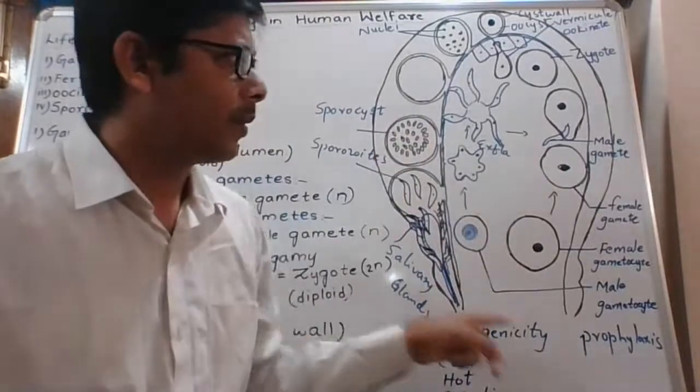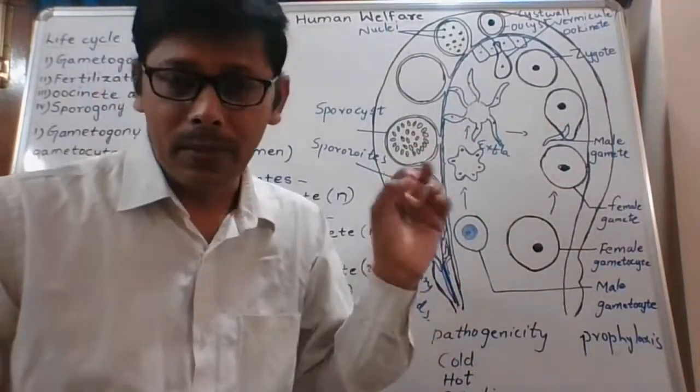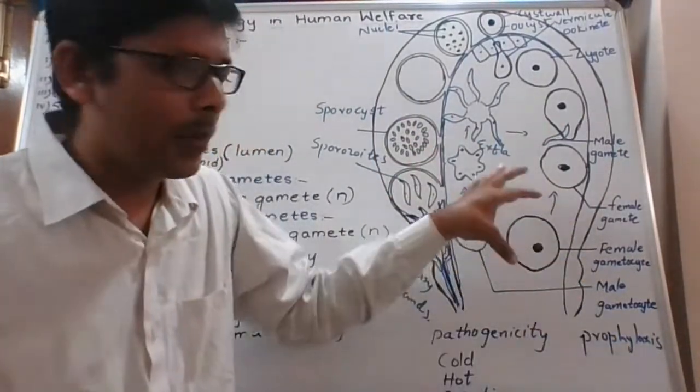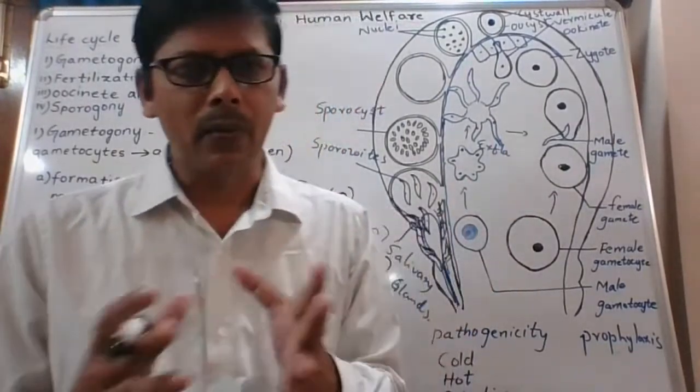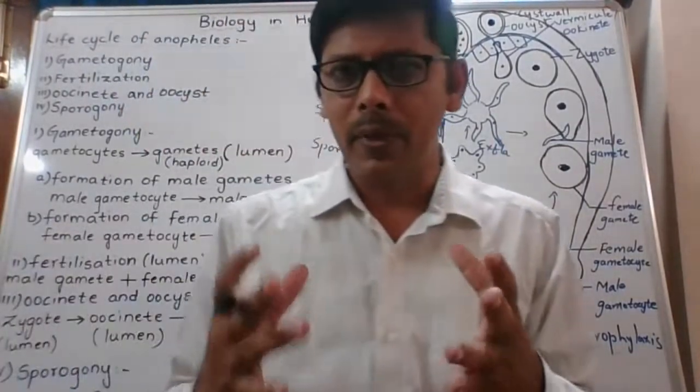This is the crop of the mosquito. This is one of the parts in the alimentary canal of the mosquito. Like we have in our alimentary canal, we have various parts.